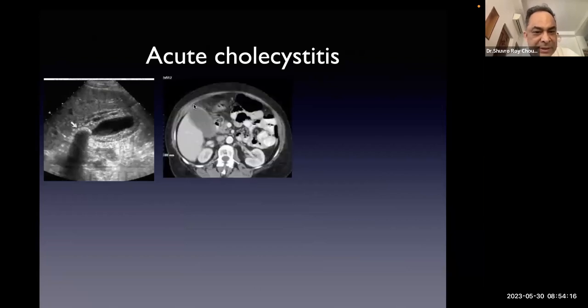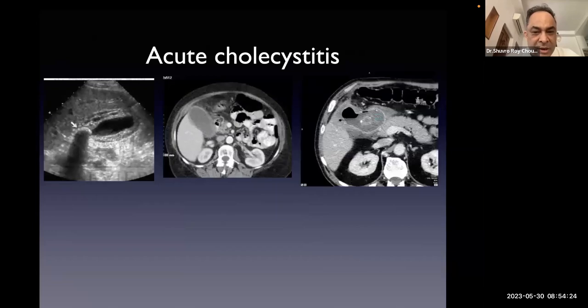Now, similar patient on CT, you can see the thickening of the gallbladder wall, but you cannot see the stone because I said to you that the stones are not always seen. And this is interesting. This is, I think, I will come to that. Bouveret syndrome. We'll come to that in a second.